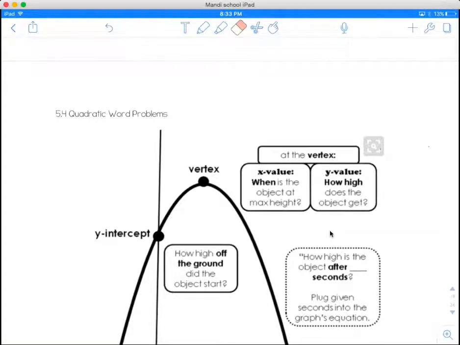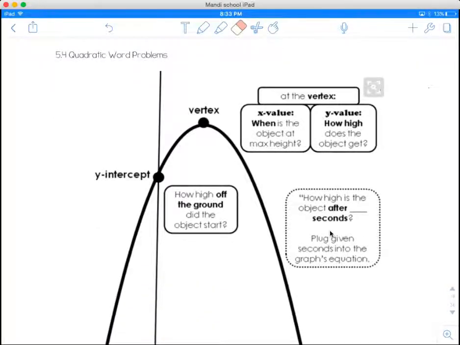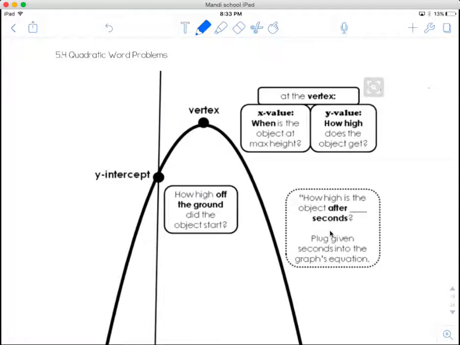Okay, this is 5.4 quadratic word problems. So we're going to use what we learned the last couple of lessons and apply it to word problem situations. What we talk about today, all of this is stuff we've already calculated. We already know how to do all of this. We just need to know what these words mean in a word problem situation.